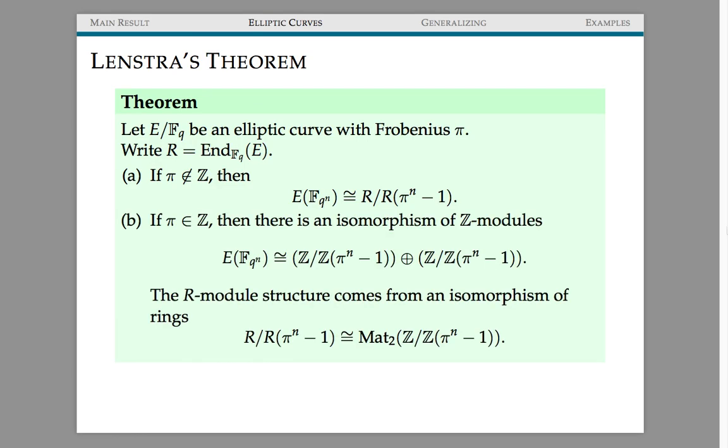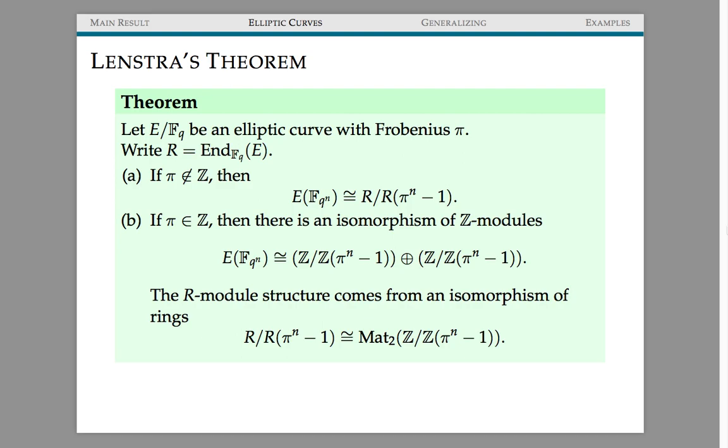Now for part B, if pi is an integer, then we can first remember there's an isomorphism of Z modules, which is to say an isomorphism of abelian groups. And this is a classical result, that this group of rational points is going to be actually this product of two groups here.